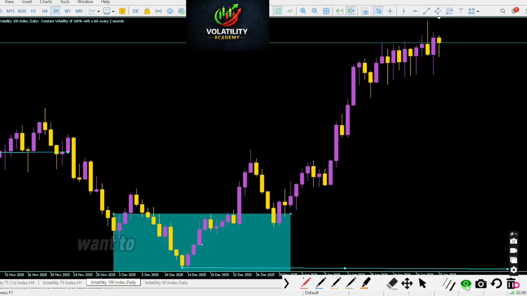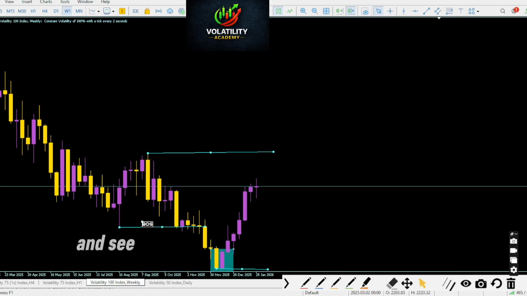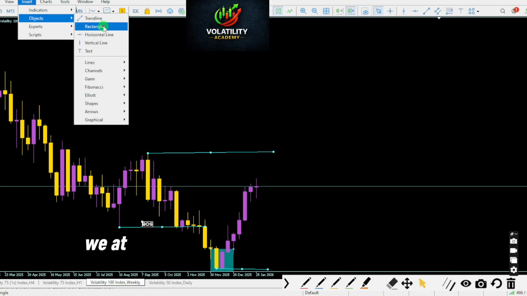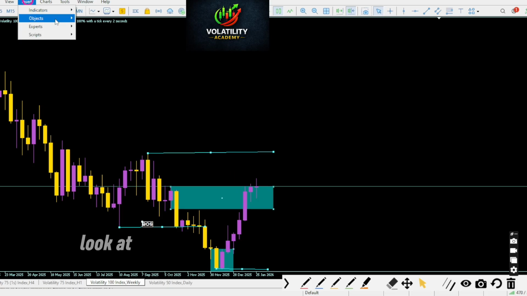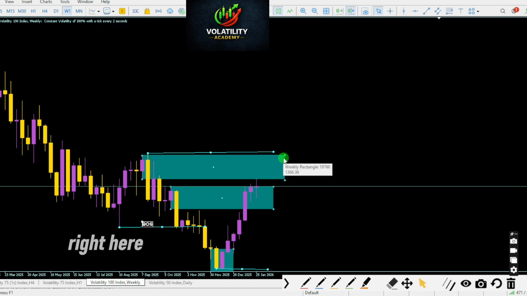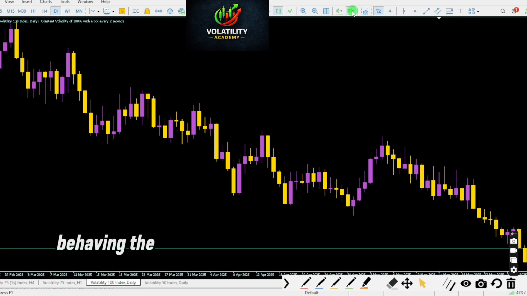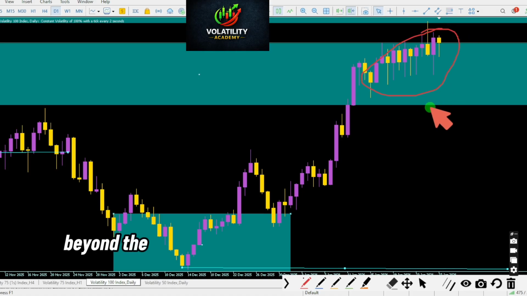And now what I want to do is go back to the weekly time frame and see where we are at in the weekly time frame. See, currently we are in this supply zone. Look at this. We have another supply zone right here. So that explains why this market is behaving the way it is. See, it's basically struggling to push beyond the zone.